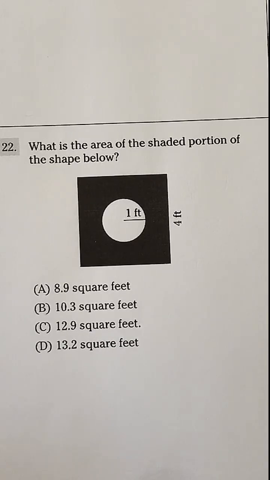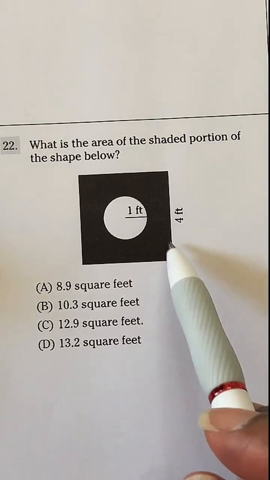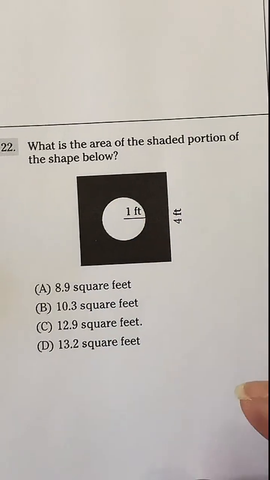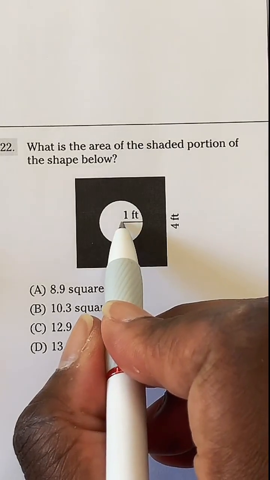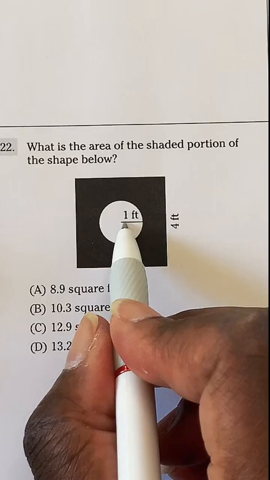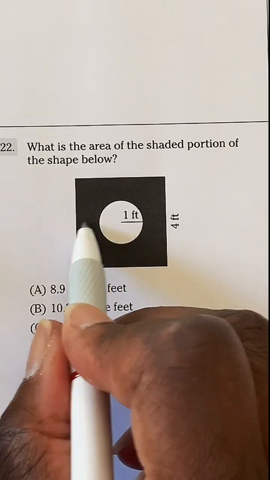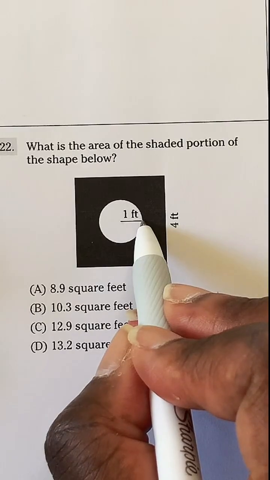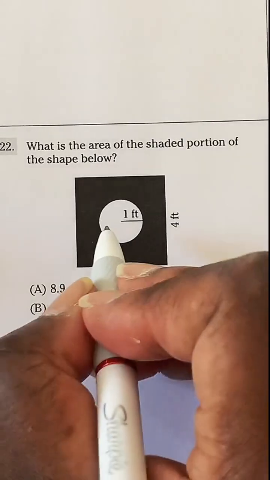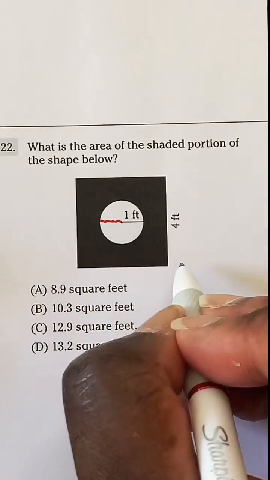So what is the area of the shaded portion of the shape below? Well, they're giving us two shapes. One looks like it's a square. How can I tell that it's a square? Well, if they're saying from here, this is going to be 1 foot, that's another foot, that's another foot, that's another foot. So if the center of the circle to that point of the circle is 1 foot, that means the whole diameter is going to be 2 feet.